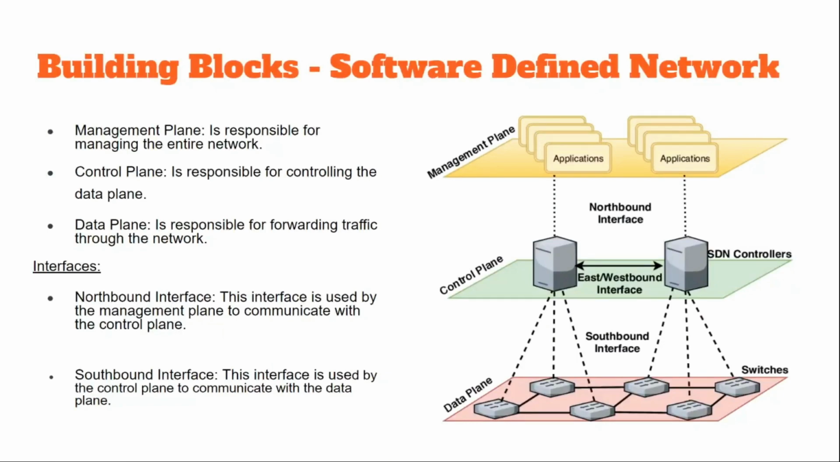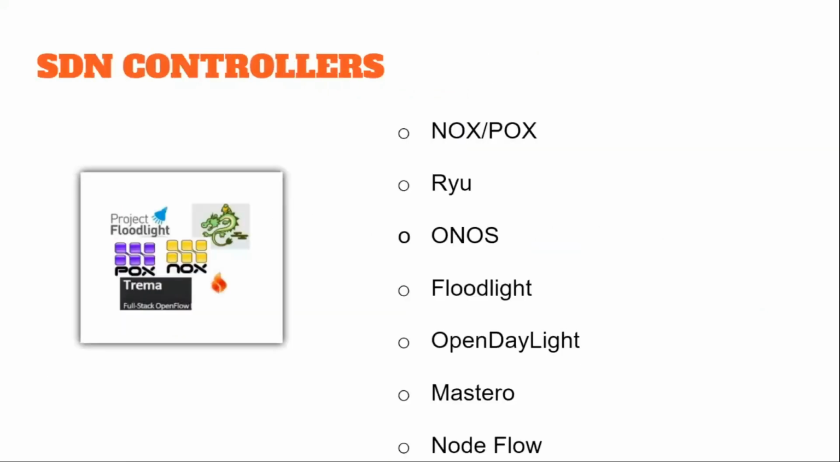Now for the communication between the control plane and the management plane, we have the northbound interfaces. Northbound interfaces are just the normal REST APIs that we see. Now if you are using more than one controller, then for the communication between them, we use the east or westbound interfaces. So that's about the architecture of a software-defined network.